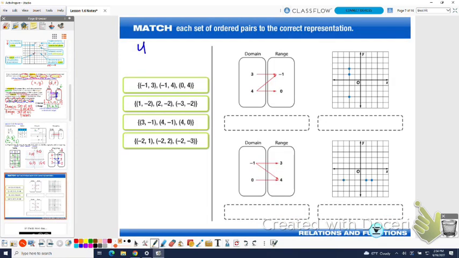So you need to try this matching. You need to match the ordered pairs with either the maps or the ordered pairs on the graph and just rewrite the ordered pairs underneath in the bubbles.